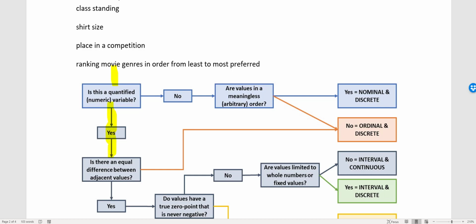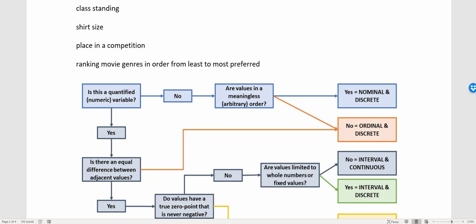But is there an equal difference between adjacent values? So we have to think about that, right? Is there the same difference between someone in first and second place as there is between someone in second and third place? Yeah, the place is the same, right? There's a one place difference, but the time for completion between those two values is not equal. So we come over here, ordinal and discrete.